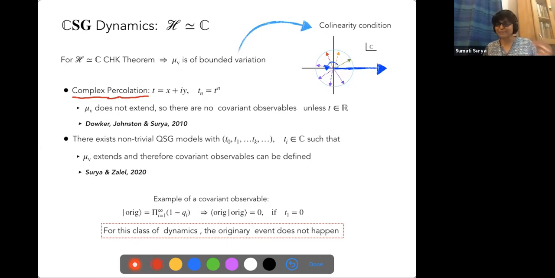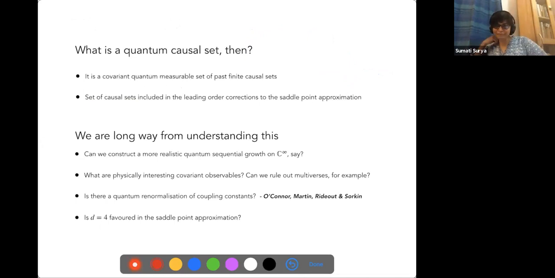And so we have explicit examples of an observable that's predictive for this particular model, saying that if the coupling constant is of this value in particular, if the first of the TIs, or the second of the TIs, is 0, then the originary event does not happen. So it's a predictive statement from a particular model of causal set quantum gravity, for whatever it's worth. So let me end here, with my last slide.